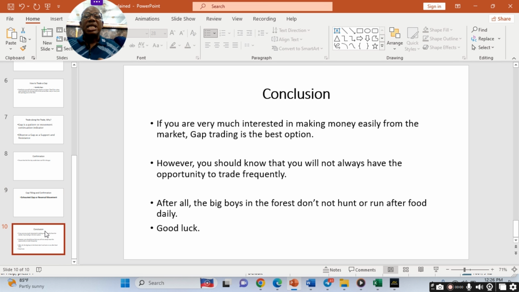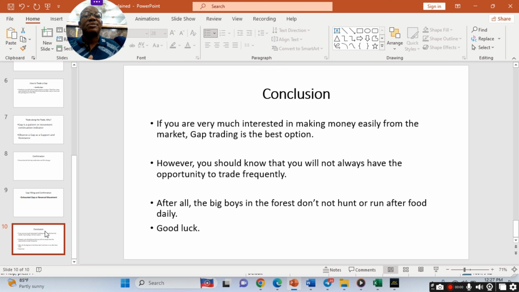Conclusion: if you are very much interested in making money easily from the market, gap trading is the best option. It does not occur always, but even if it occurs once or two or three times in a month, you will definitely make money from it. When it occurs in any pair, it works 95%. Yes, the opportunity does not come always, but whenever it comes, it is more or less a good opportunity.